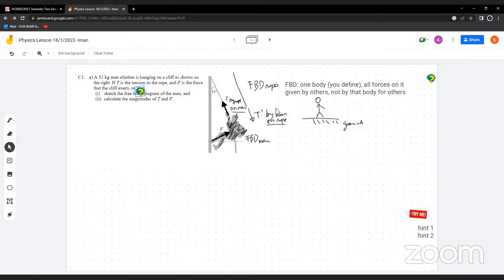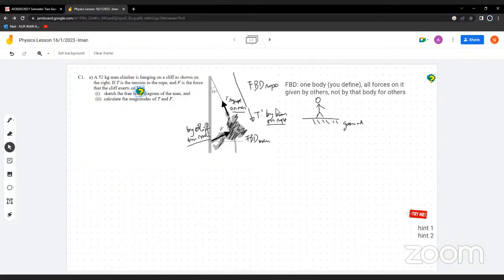Simple, right? Now, the F. You must consider whether this F is included in the FBD or not. Is it included? Yes. Okay, but tell me your reason. Because this is F by who? By the cliff. Cliff on man, right? That's on man. Then we should include it in the FBD of the man, because the FBD of the man is all forces on it given by others. Okay, so these two things should be in.